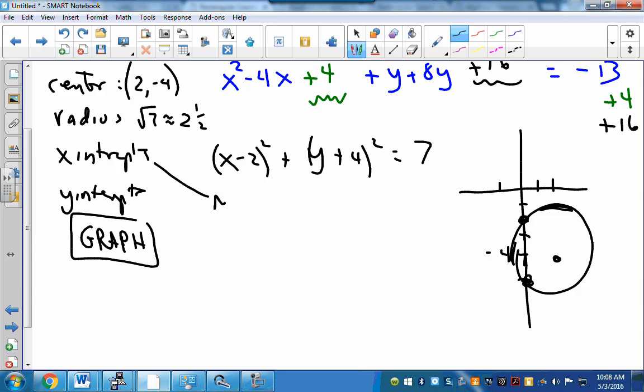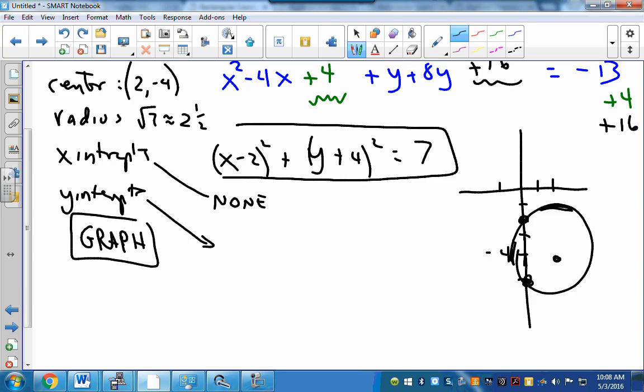So x-intercepts, none. Y-intercepts we can find. Here's your equation. By the way, you can use this equation or you can use the original one. I sort of like the graphing form. It makes it a little bit easier to deal with. Find the y-intercepts, make x 0.